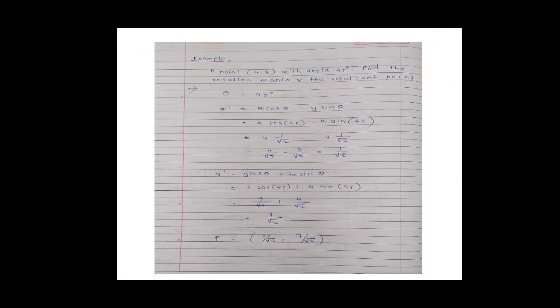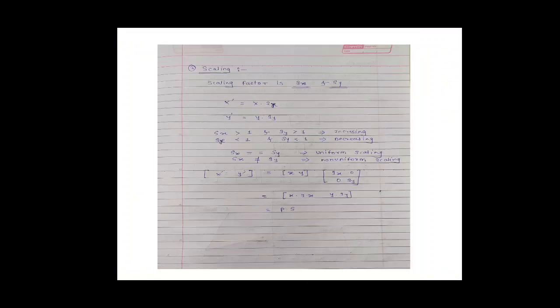Example of rotation: if a point is 4, 3 with an angle of 45 degrees, find the rotation matrix and the resultant point. The theta value is 45. Putting this value into the x dash and y dash equations, x dash equals 1 upon root 2 and y dash equals 7 upon root 2. So P dash equals 1 upon root 2 and 7 upon root 2.